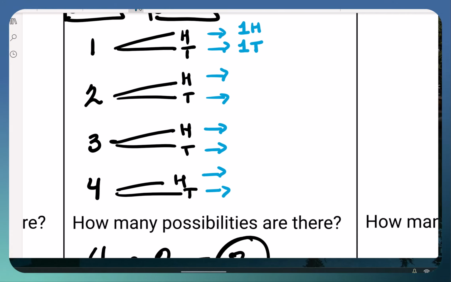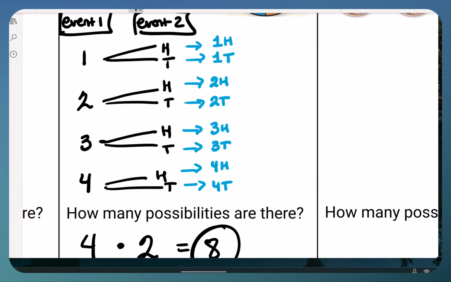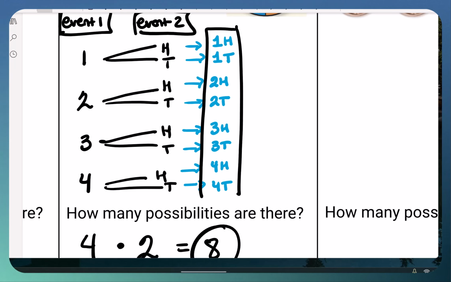So you need to keep going throughout the whole tree diagram. We're going to say 2H, 2T. So I spun the spinner, I got a 2, flipped the coin, got heads. 3H, 3T, 4H, 4T. That is your sample space, not your tree diagram, okay? So this is your sample space.